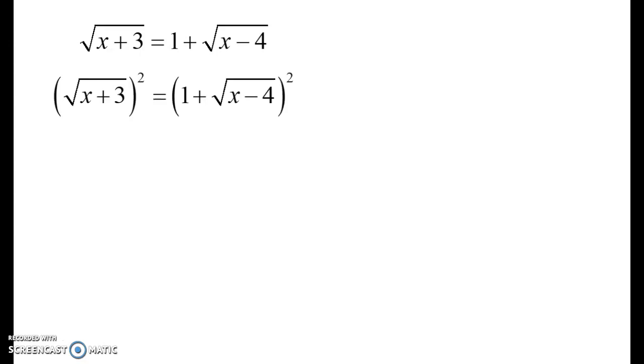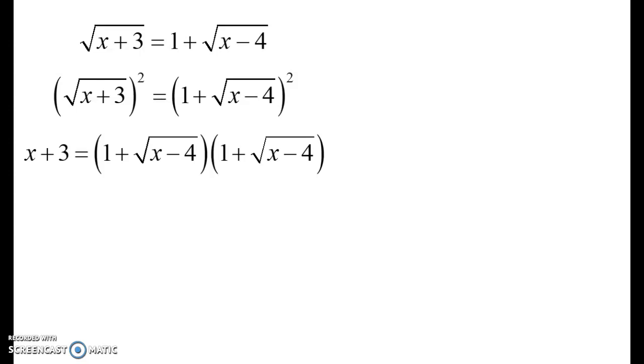Notice on the right-hand side, it's 1 plus the square root of x minus 4 all together being squared. So we have a situation just like we had on the last problem where we have two terms that have to be distributed. On the left-hand side, the square root and the square root will go away. We're going to multiply 1 plus the square root of x minus 4 times itself. So we have to distribute this. I'm going to try and go a little bit slow so you can see how this works and show you all the different pieces.